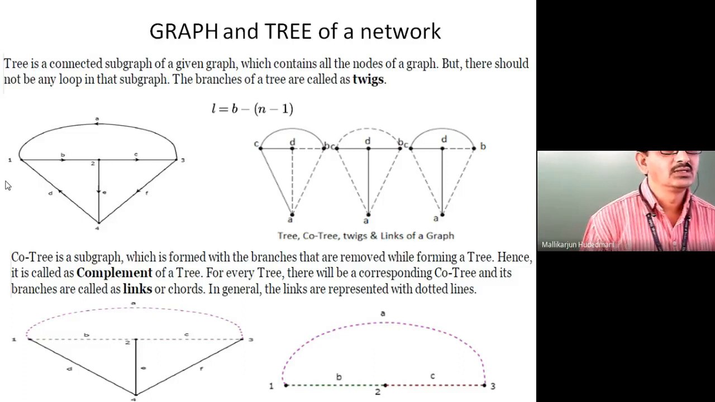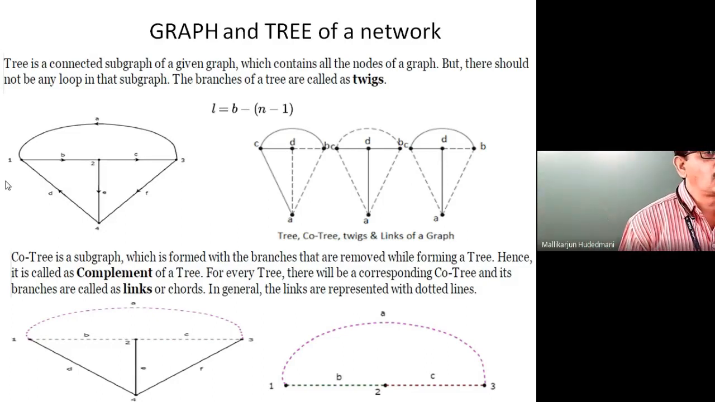Now look into this. How many are there? In total, if you count it, there are 6 elements: A, B, C, D, E, F. So there are 6 elements and 4 nodes. You just count it. 6 minus 4 becomes 2. 2 plus 1, 3. So any 3 of the elements, if you put dotted, that oriented graph is automatically termed as a tree of that problem.